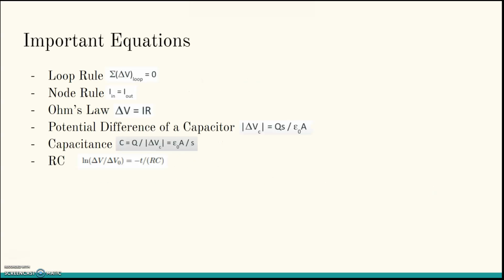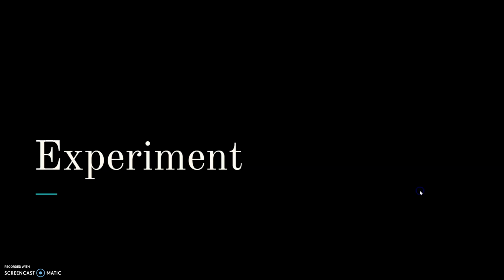So the important equations go back to those important physics concepts. You have the loop rule, node rule, Ohm's law, potential difference of a capacitor, capacitance, and RC, which was given in the lab handout. These equations are used throughout the experiment.